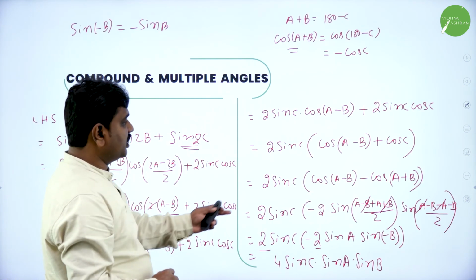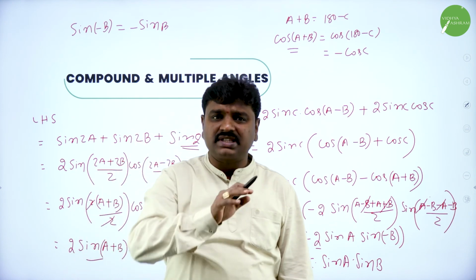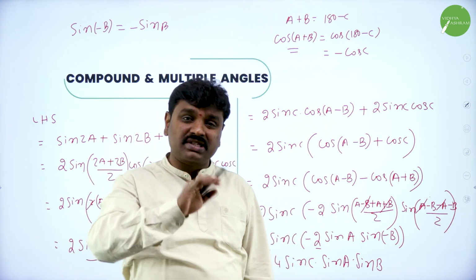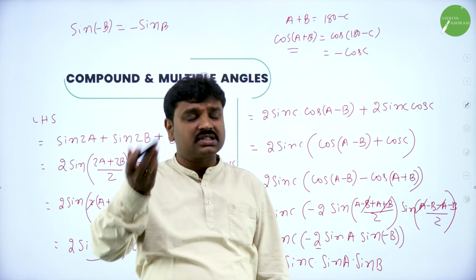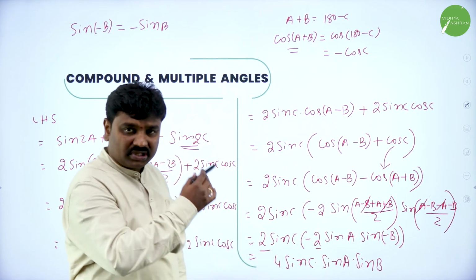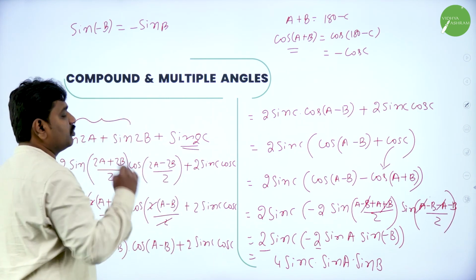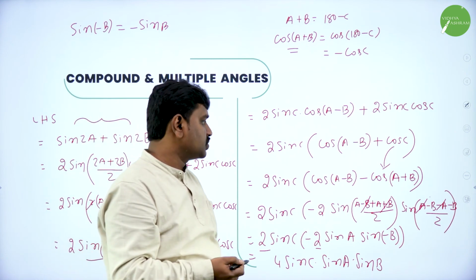So here repeatedly, whenever a plus b is there, convert it into c. Sine of a plus b is sine c, whereas cos of a plus b is minus cos c. That's why cos c is minus cos of a plus b. So instead of cos c, I am writing minus cos of a plus b. That is the key step. And here the sine a plus sine b formula we are using. I hope all of you understood this.